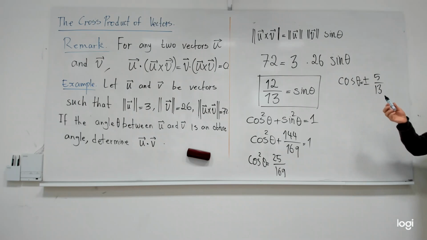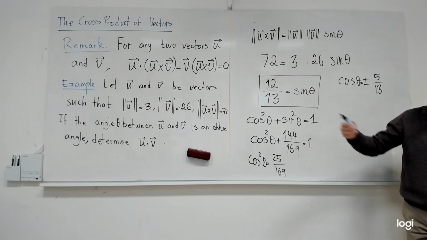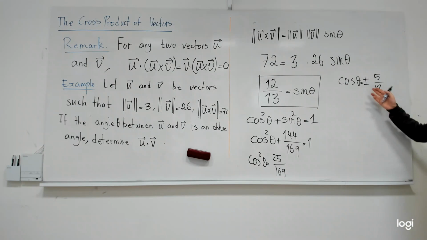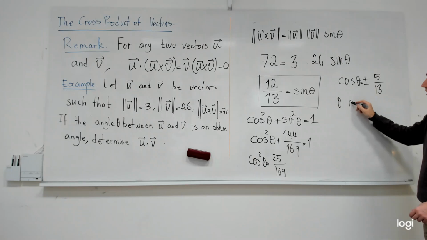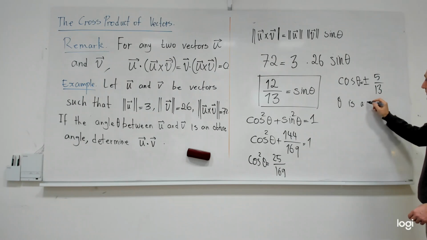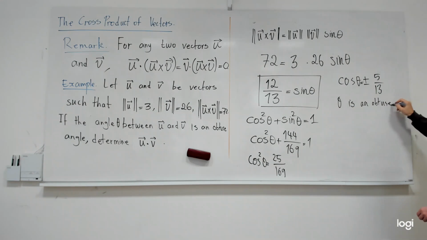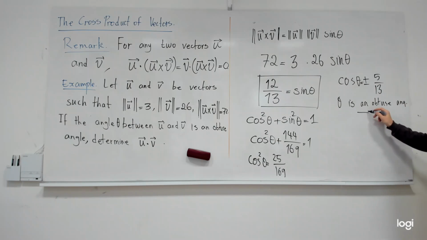But here, in principle, both of them are acceptable, even for vectors, because I told you the angle between vectors is minimum 0, maximum 180. So it is in the first or second quadrant. If it is in the first quadrant, cosine turns out to be positive. If it is in the second quadrant, cosine turns out to be negative. So I really need an extra piece of information to rule one of them out. Otherwise, both of them in principle are acceptable. But because theta is an obtuse angle, this implies that cosine theta is the negative one.